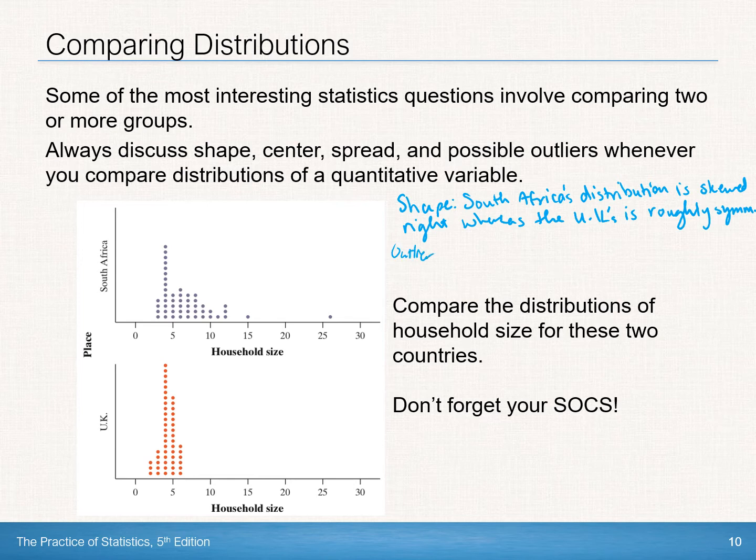Outliers. South Africa has, let's say, a couple potential outliers at 15 and 26. The UK has none.